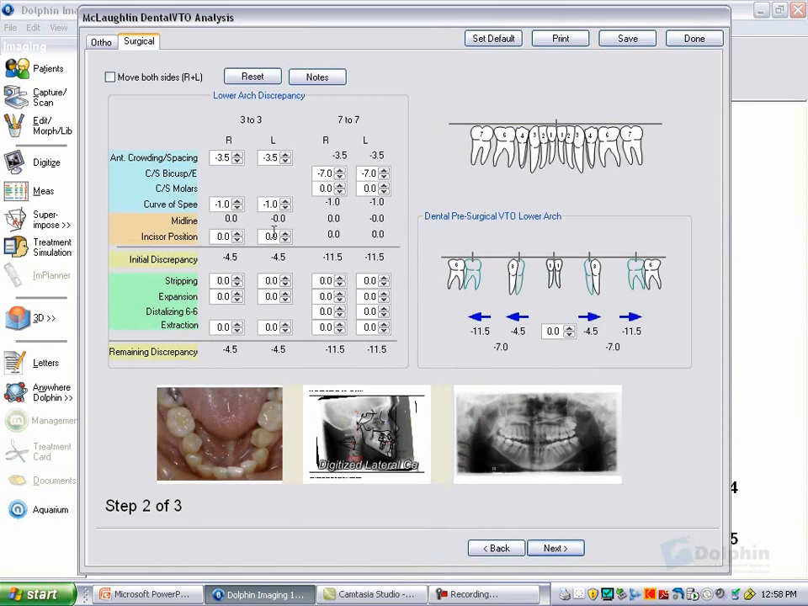The midline is skeletally off, and so it's not recorded as a dental problem, and hence when you look at the midline area, you won't see any additions or subtractions because the surgeon will correct that, not the orthodontist.